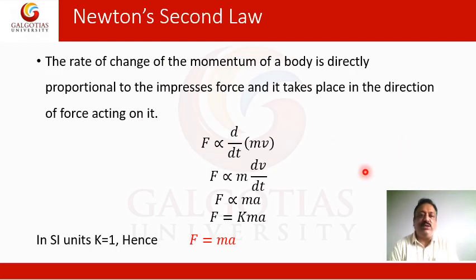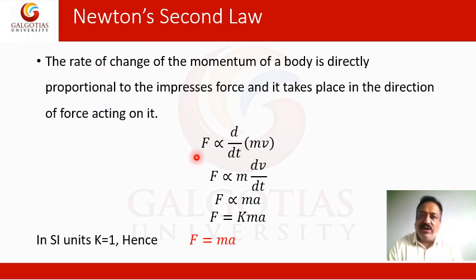Then we come to Newton's second law. Newton's second law is very simple. It says, what happens if the external force or external agency acts on the body. If the external force is acting on the body, the rate of change of momentum of the body is directly proportional to the impressed force, and it takes place in the direction of the force acting on it.